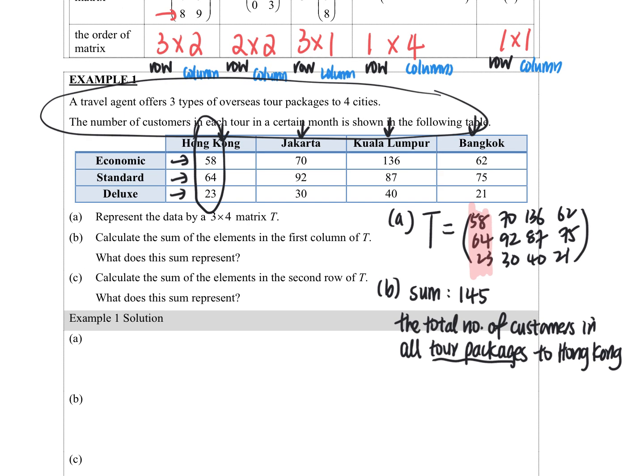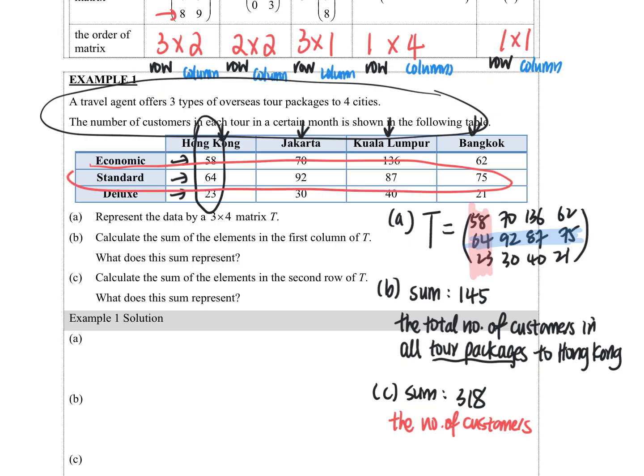Okay, next one. Calculate the sum of the elements in the second row. Now they want you to sum this row up. So you add, then you get 318. What does this sum represent? It's the number of customers in the standard tour package.